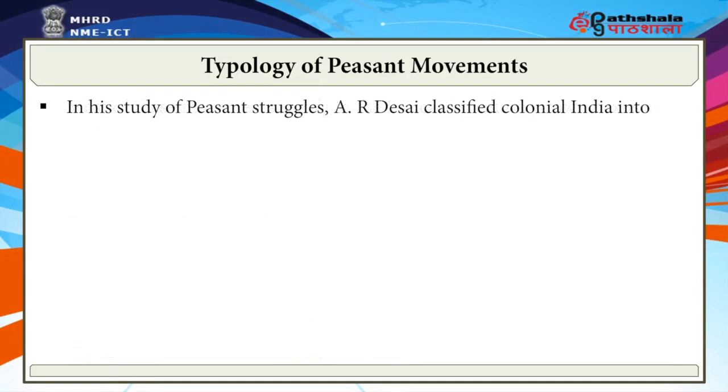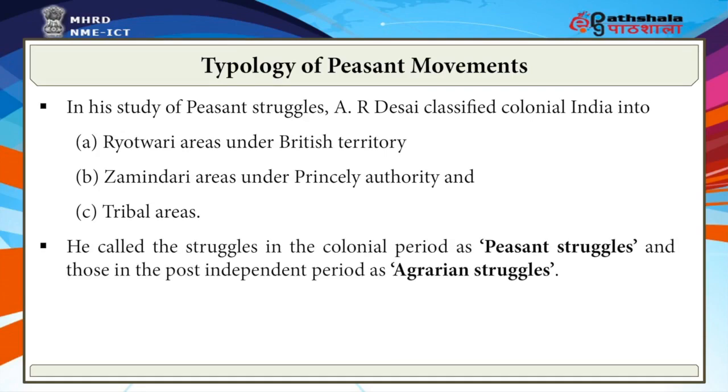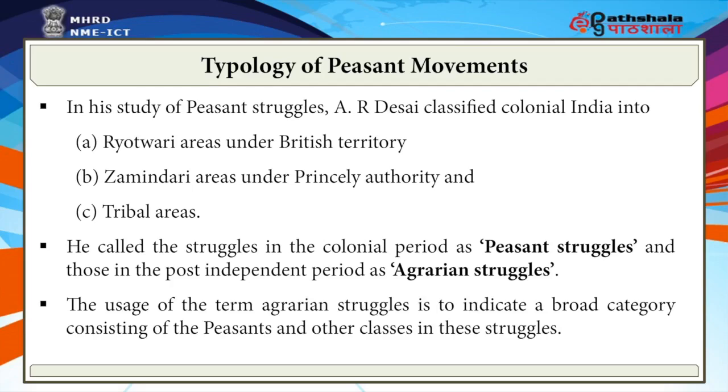In his study of peasant struggles, A.R. Desai classified colonial India into Raitwari areas under British territory, Zamindari areas under princely territories, and tribal areas. He called the struggles in the colonial period peasant struggles and those in the post-independence period agrarian struggles. The usage of the term agrarian struggles is to indicate a broad category consisting of peasants and other classes in these struggles.